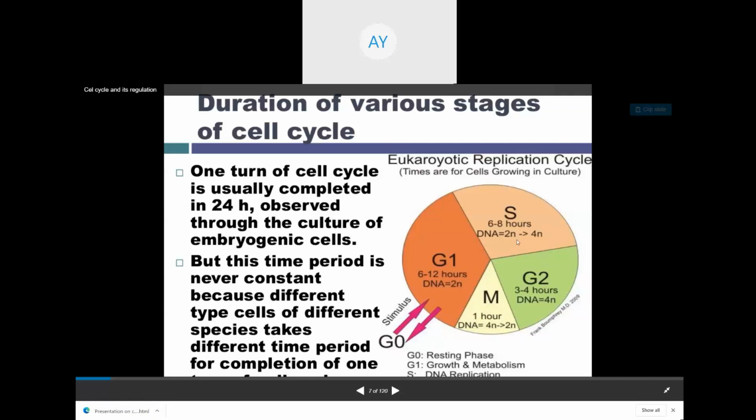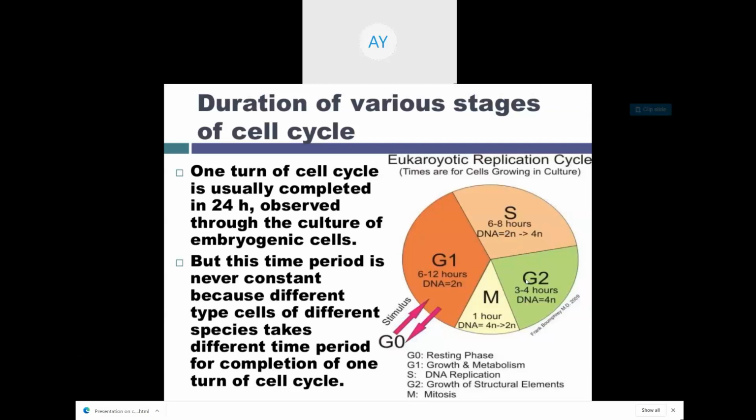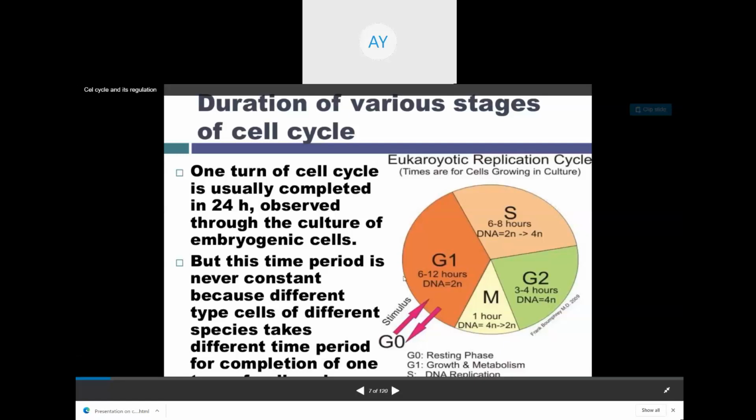And you must know the duration. The maximum duration is of the G1 phase, that is 6 to 12 hours. If you divide the 24 hours, then for 6 to 12 hours generally the cell is in G1 phase, that is the growth and metabolic stage, and for 6 to 8 hours the cell is in S phase for making DNA, and then for 3 to 4 hours the cell is making whatever substances are deficient in small quantity. Then the cell will enter the M phase for active division. M phase includes prophase, metaphase, anaphase, telophase.